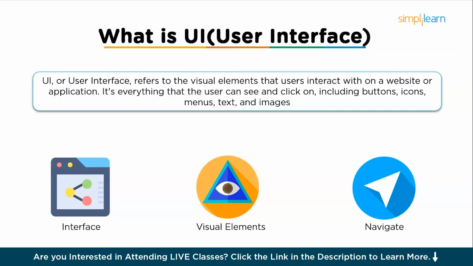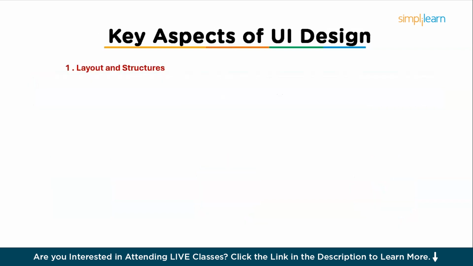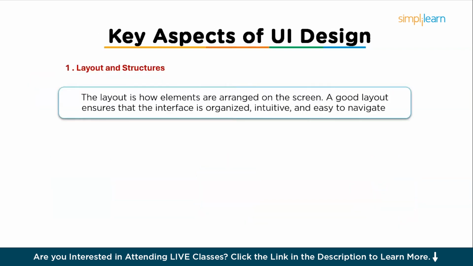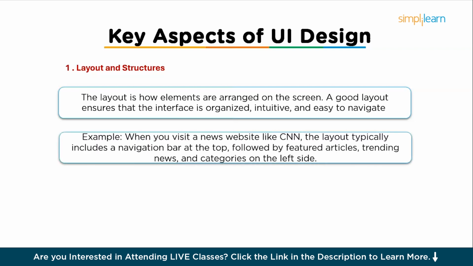So there are some key aspects of UI design. The first one is layout and structure. The layout is how elements are arranged on the screen. A good layout ensures that the interface is organized, intuitive, and easy to navigate. Example is when you visit a website like CNN, the layout typically includes a navigation bar at the top, followed by features, articles, trending news, and categories on the left side. These structures help users easily locate and explore different sections.